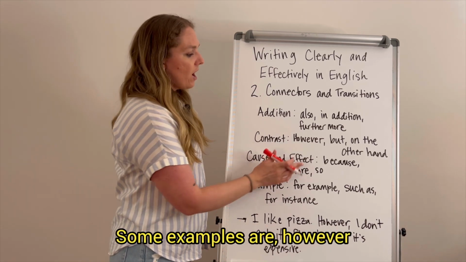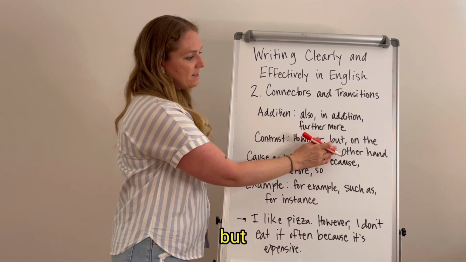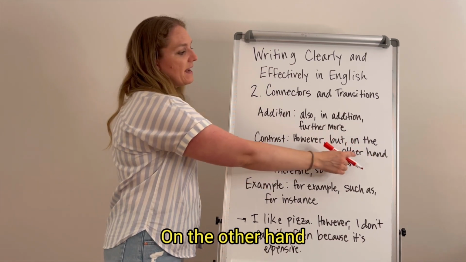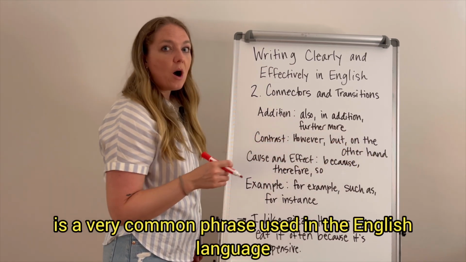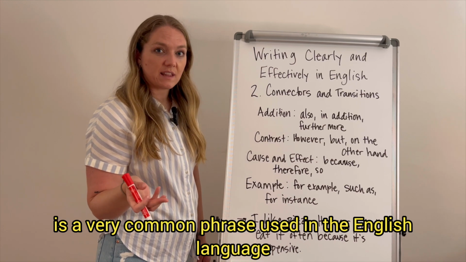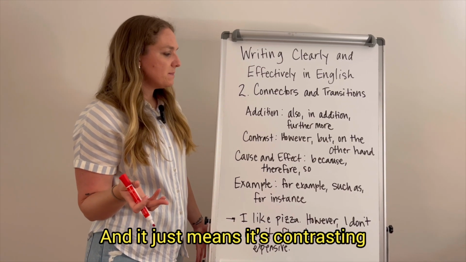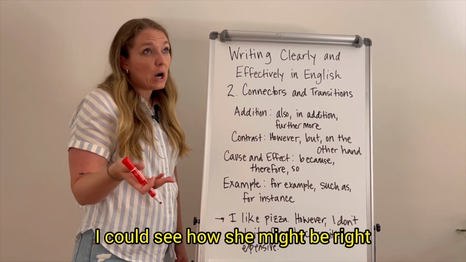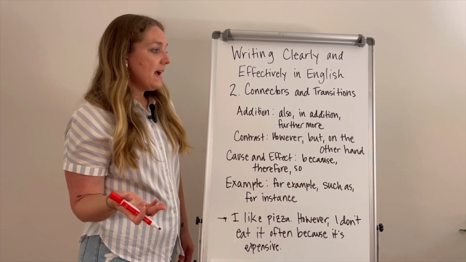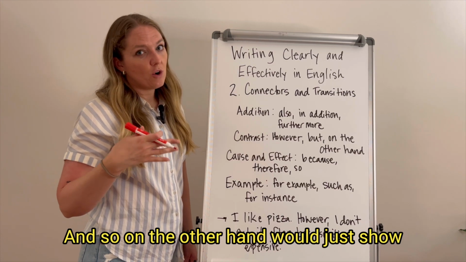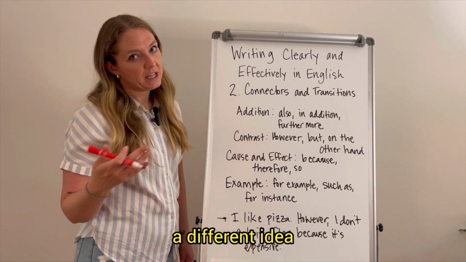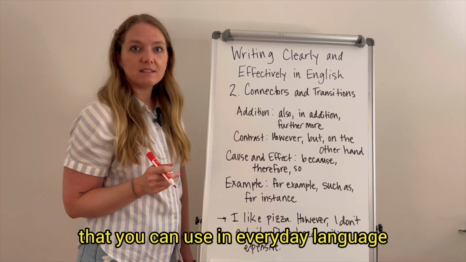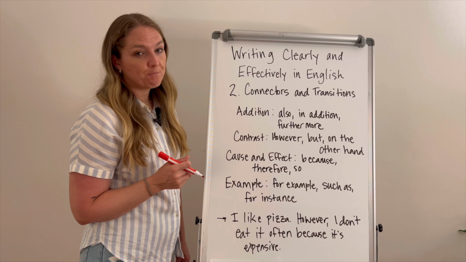Some examples are however, but, on the other hand. On the other hand is a very common phrase used in the English language, and it just means it's contrasting. Well, on the other hand, I could see how she might be right. And so on the other hand, it would just show a different viewpoint, a different idea that you can use in everyday language or in your writing.